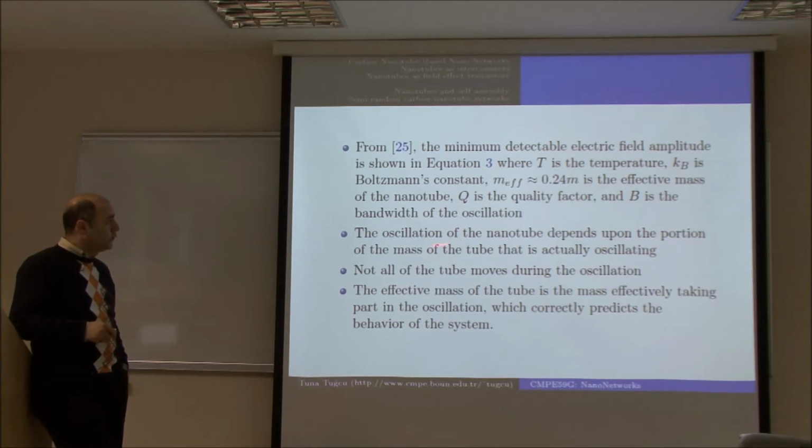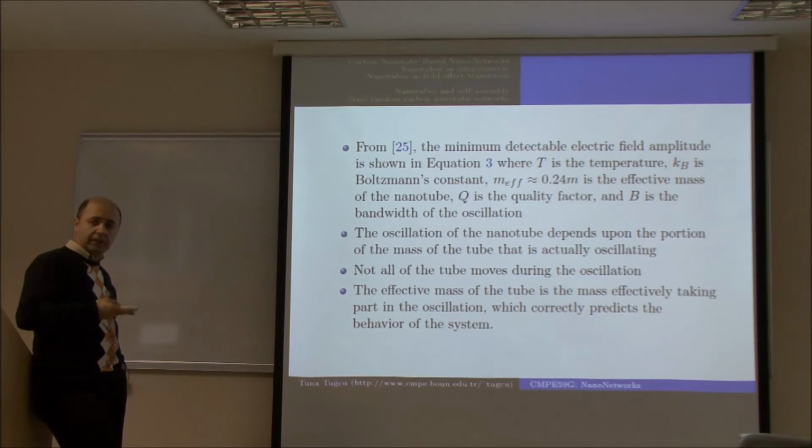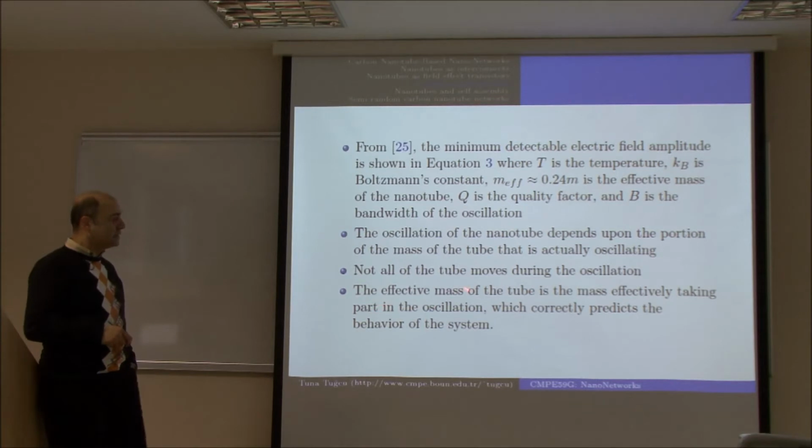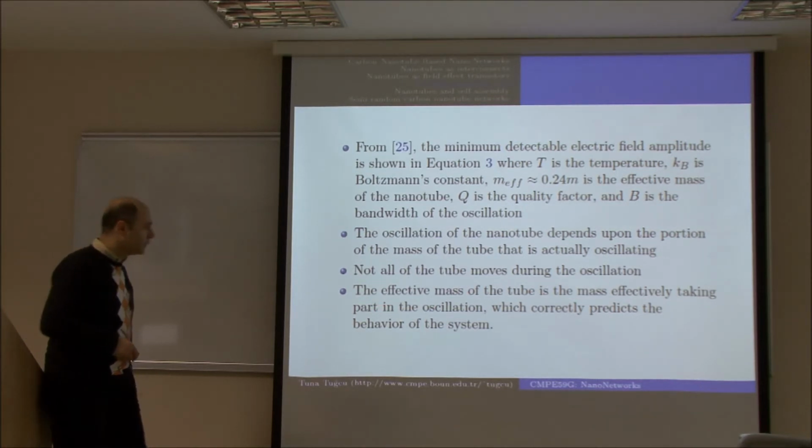So the oscillation of the nanotube depends on the portion of the mass of the tube that is actually oscillating. Not all of the carbon nanotube will be oscillating. The part after the pivot point will be oscillating. And the effective mass of the tube is the mass effectively taking part in that oscillation, which correctly predicts the behavior of the system.